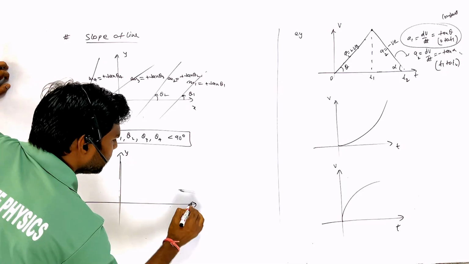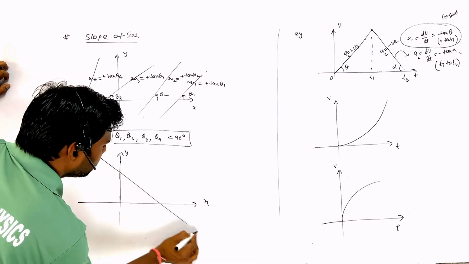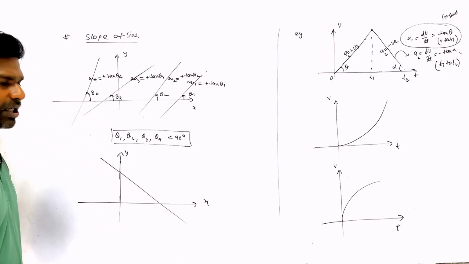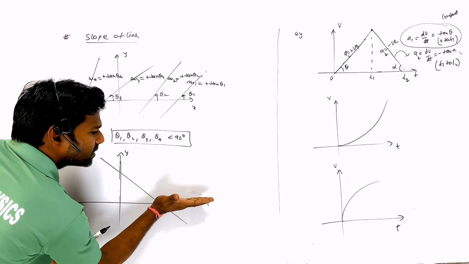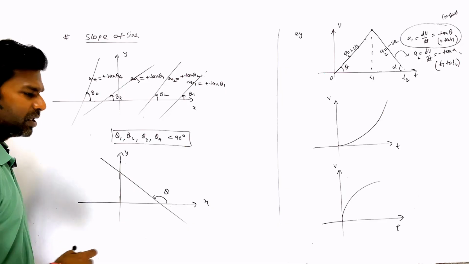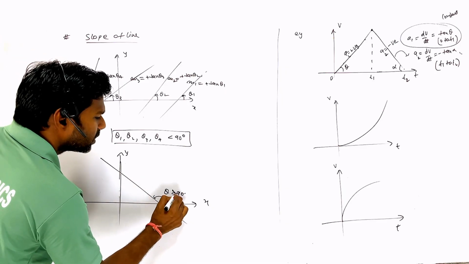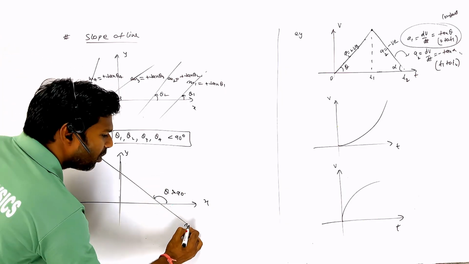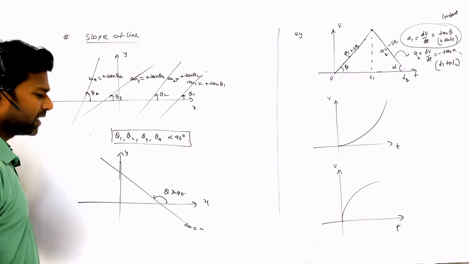If this is the y-axis and this is the x-axis, consider this the straight line. From the positive x-axis till the straight line is achieved, this is the angle. Is this angle greater than 90 degrees or not? Yes. So its slope will be what? Say negative. How much negative?